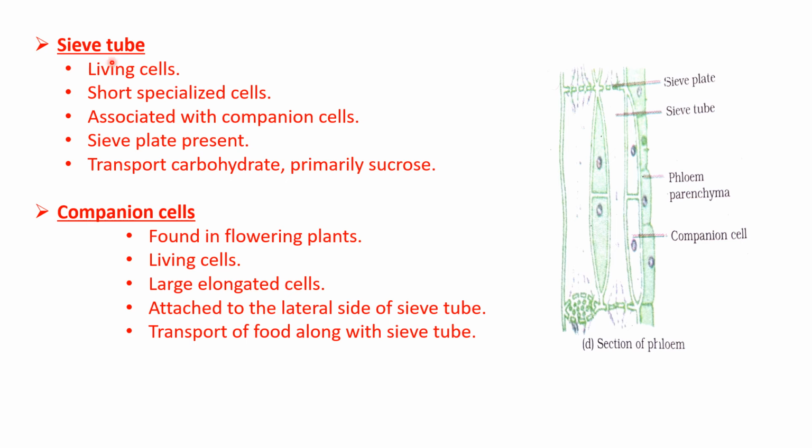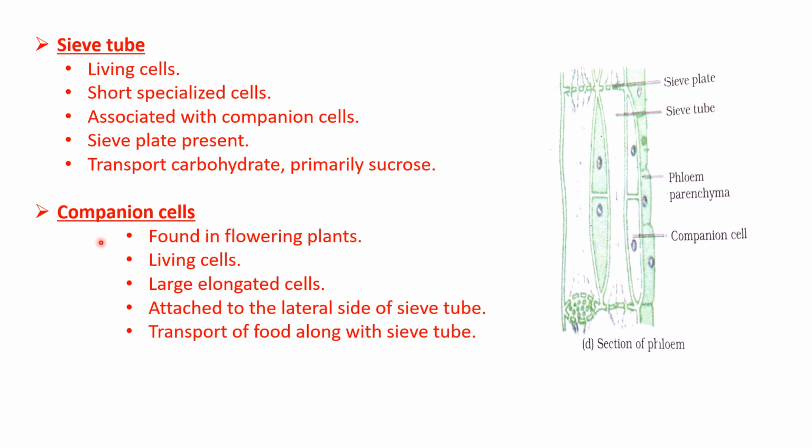Next is sieve tube. What is that? This is also living cells. Short specialized cells associated with companion cell. What is companion cell? That is also a type of phloem cell. So sieve tube and companion cell are both associated, that means they work together. Sieve plate is present. In the right side picture, you can see the sieve plate. Sieve tube is responsible for transport of carbohydrate, primarily sucrose.